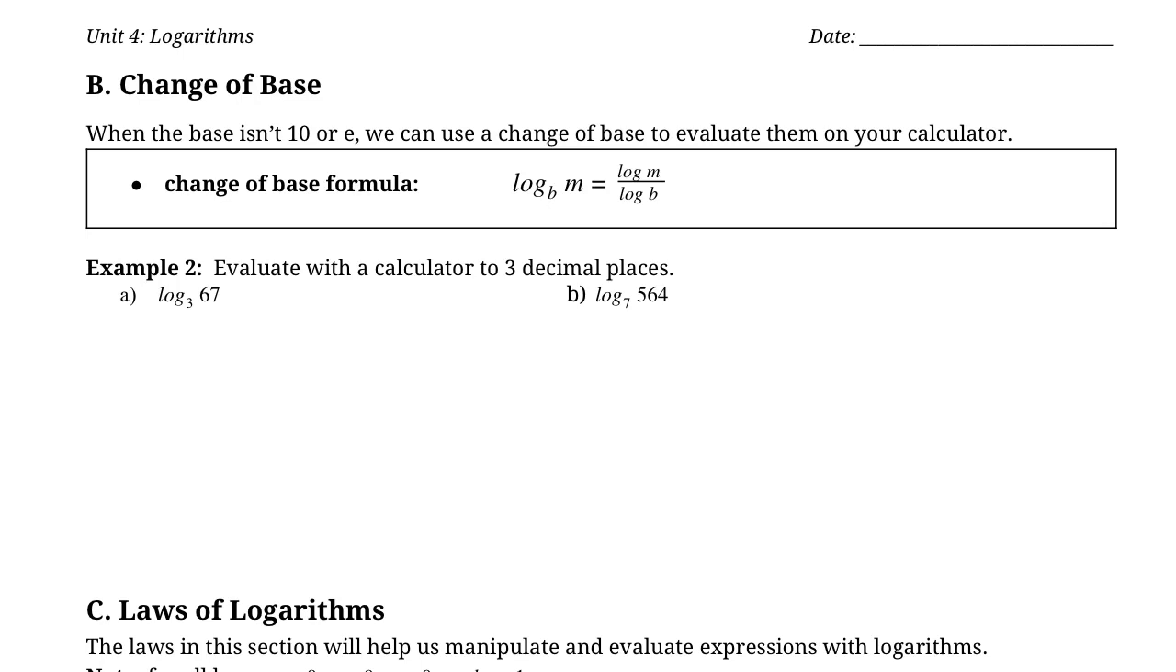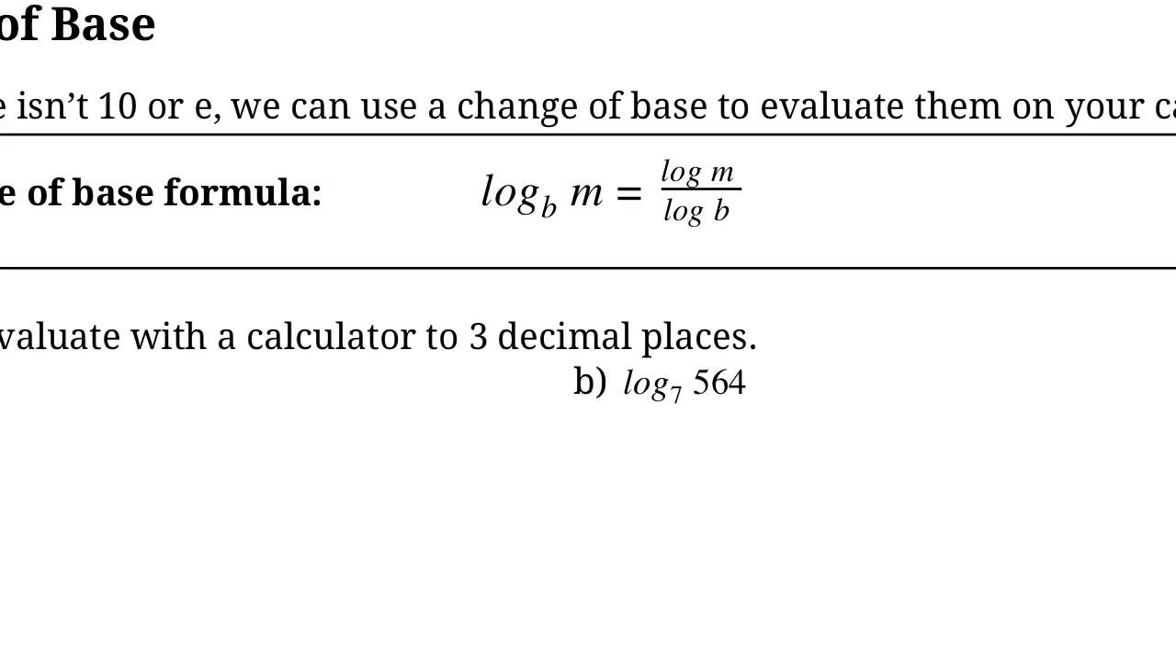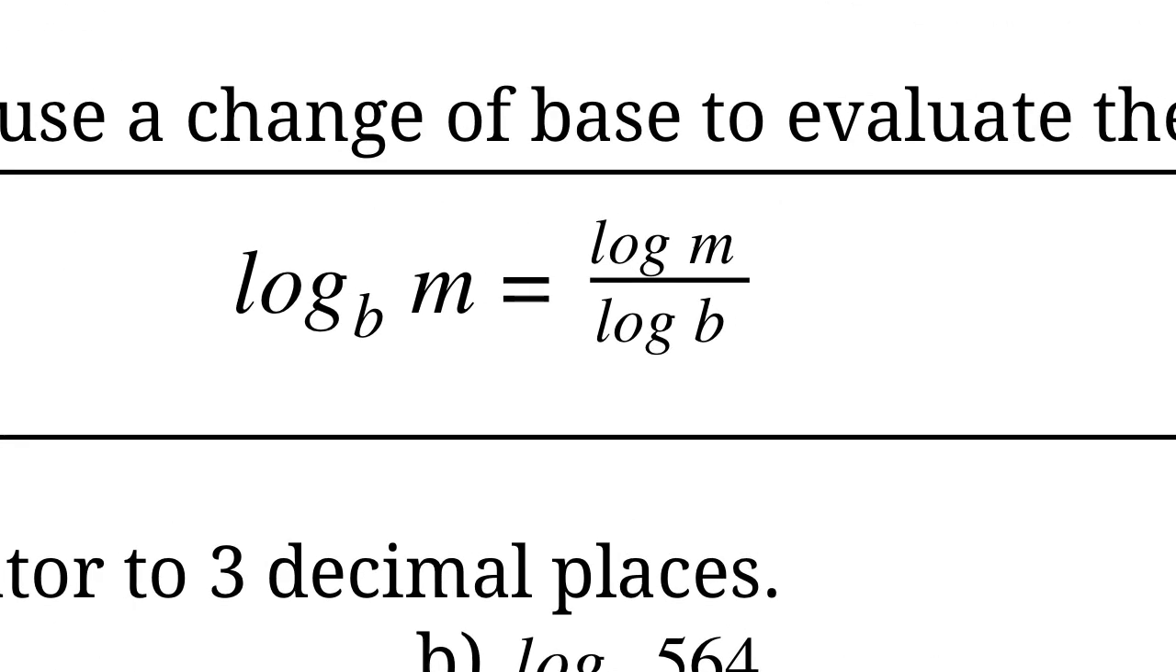A change of base allows us to plug any base into a logarithm and simplify it into any base we want. The formula just looks like this: log base b of m is just going to be log m over log b. It looks a little bit confusing, but all we have to do is do what's inside the log on top, and the base on the bottom.